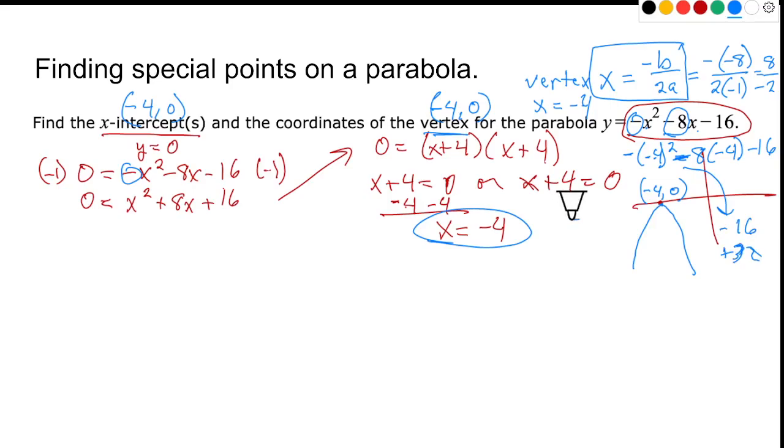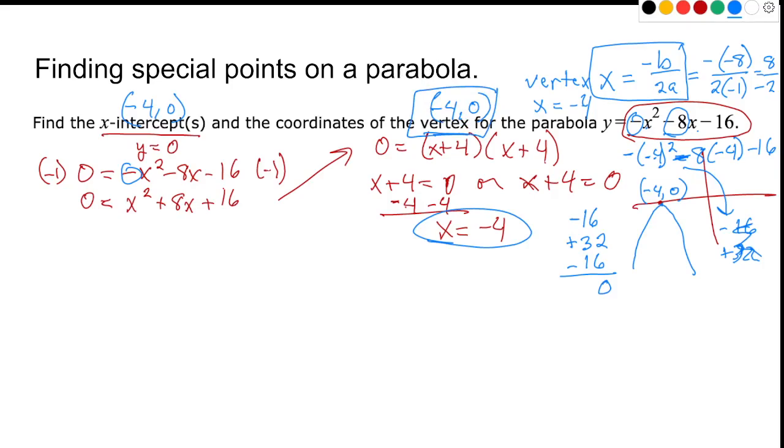Let's do it over here. Sometimes on my screen, some places want to work and some don't. And then we've got the -16. If you add all that together, you get 0. So the vertex, x is -4, y is 0.